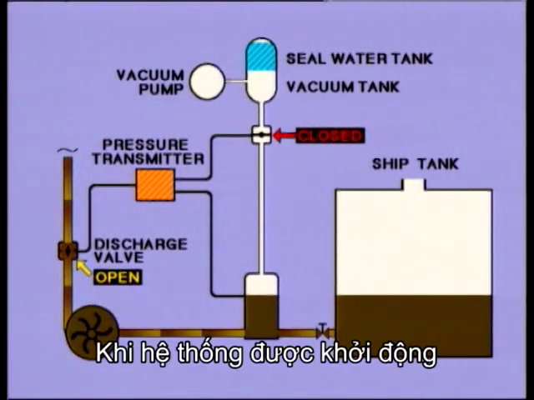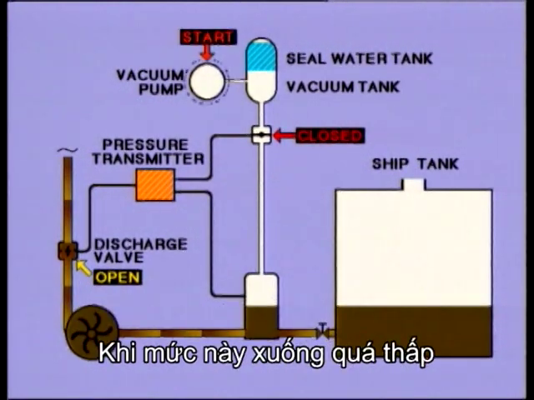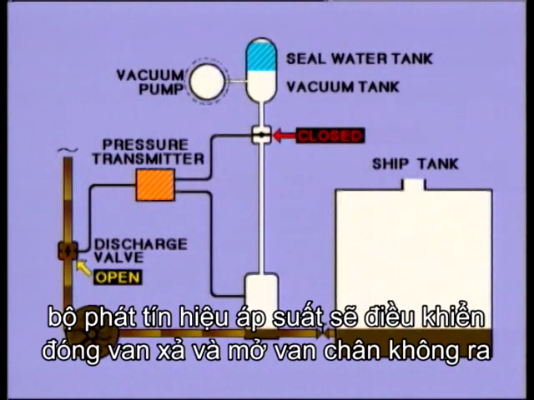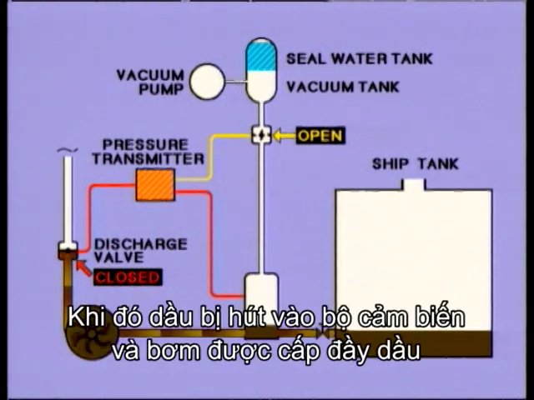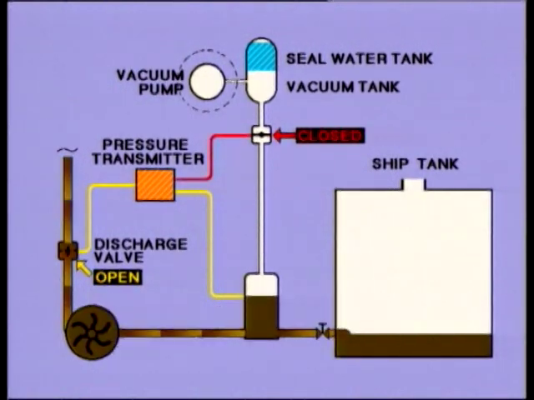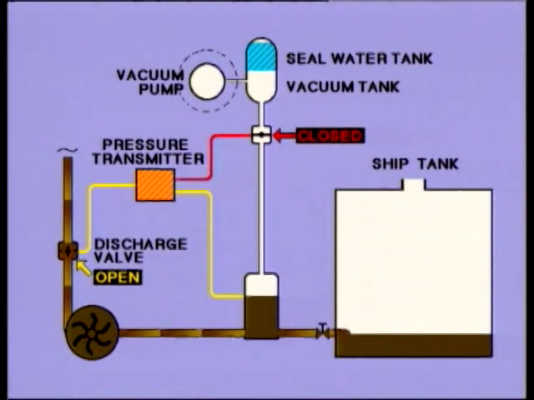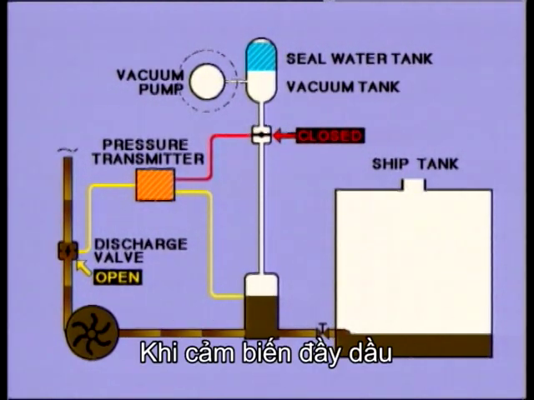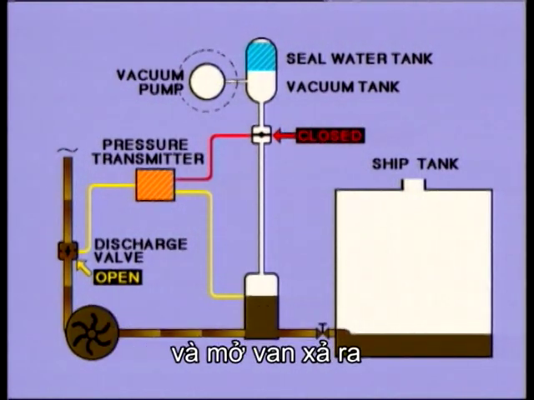When the system is started, the level of liquid in the drop separators is sensed. When the level is too low, a pressure transmitter signals the discharge valve to close and the vacuum valve to open. Liquid is drawn up in the separators and the pump is fed with liquid. So the pressure starts to build up at the discharge valve. When the separator is filled, a signal is sent to the vacuum valve to close and the discharge valve to open.